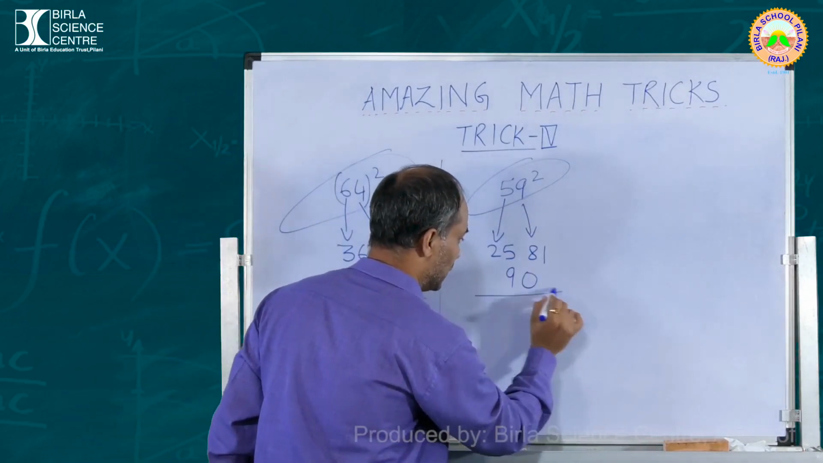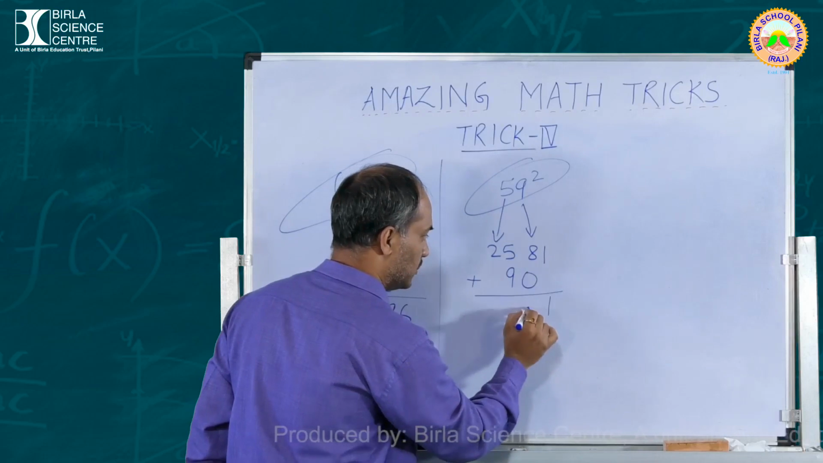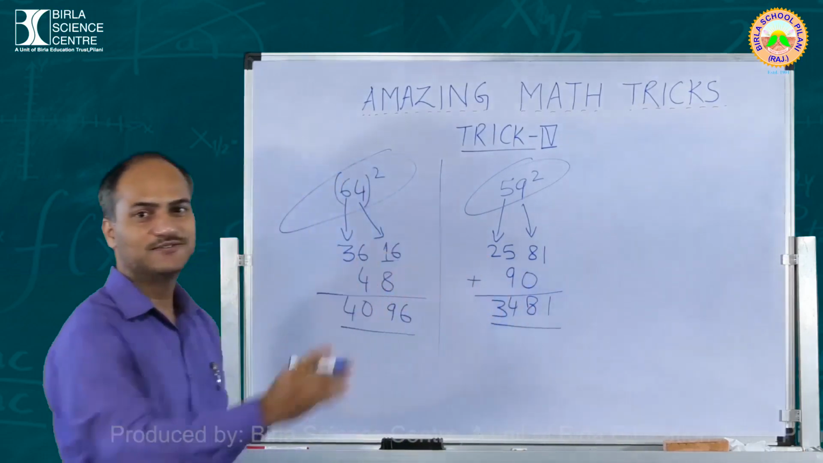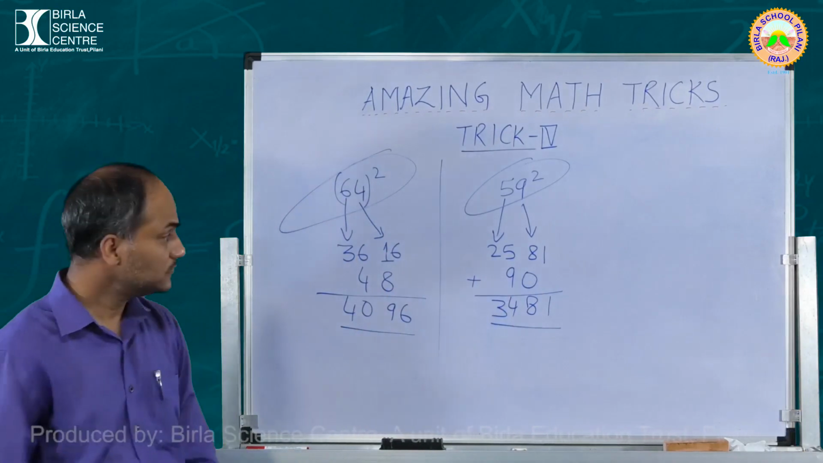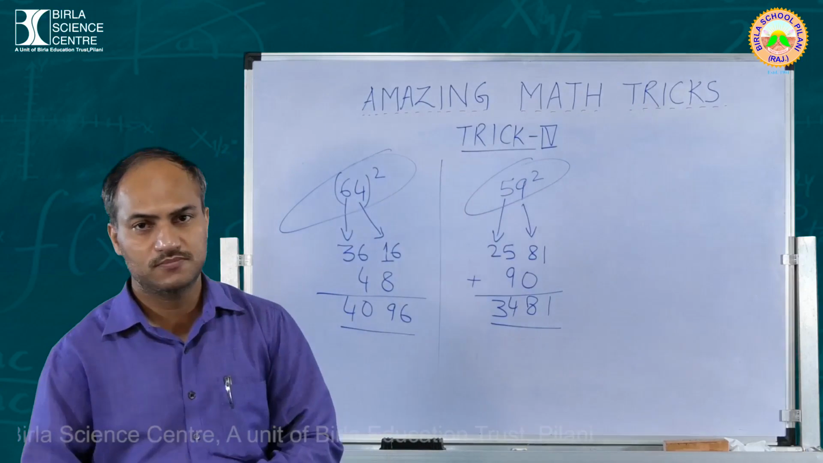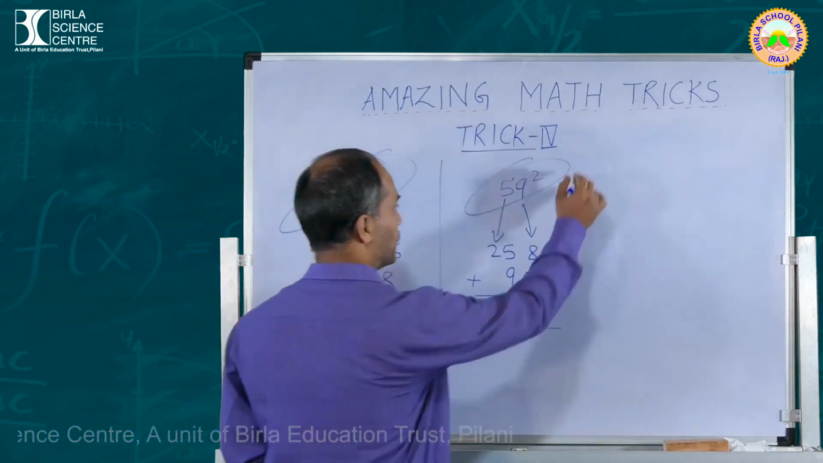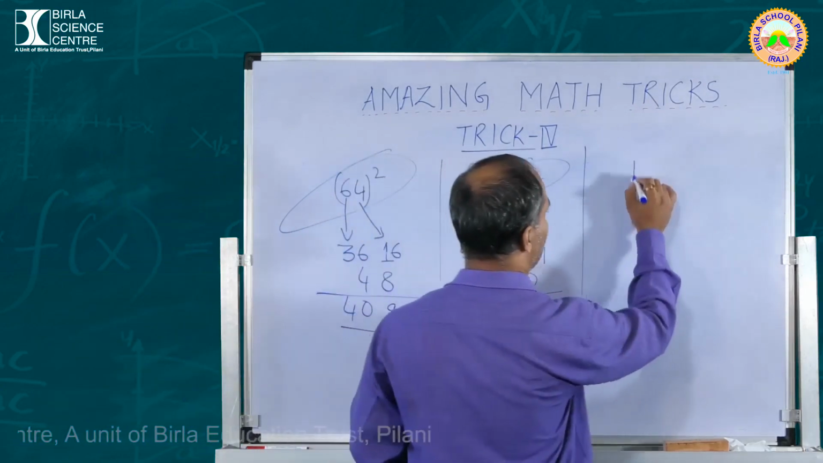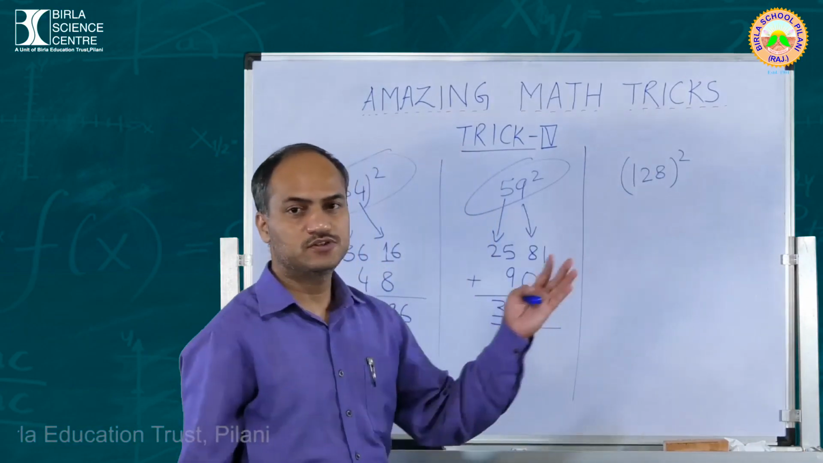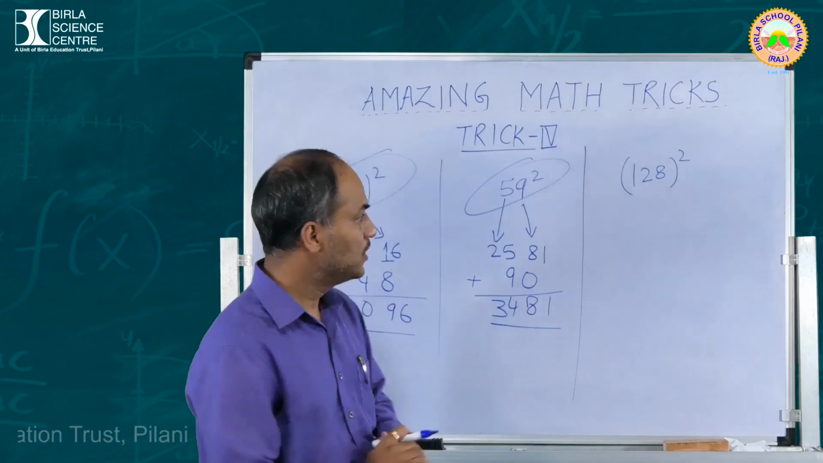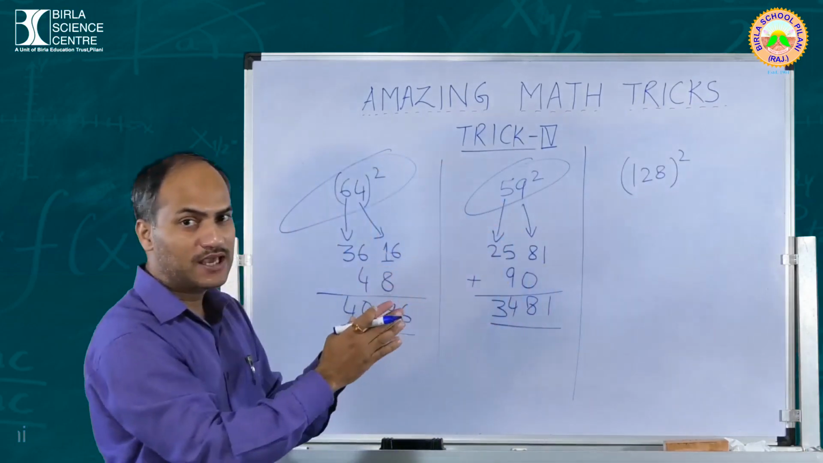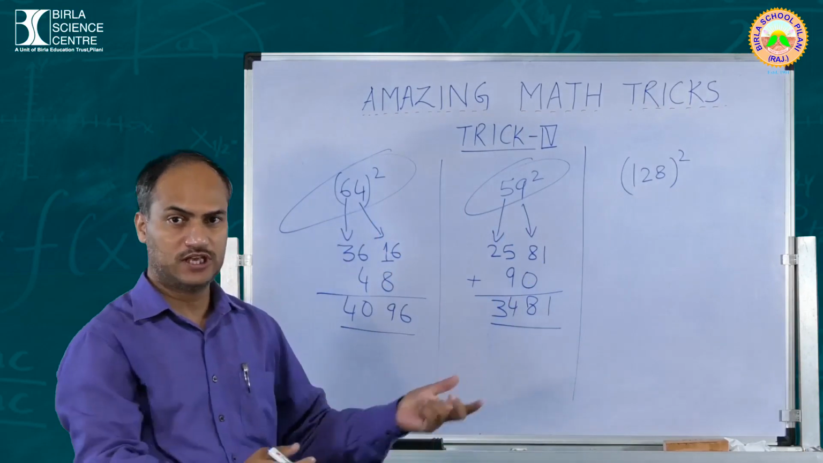So let us write them and quickly add. So 1, 8, 4 and 3. This is the answer. Okay. Now we have seen the square of 2-digit numbers. Let us see the square of 3-digit numbers quickly. Suppose we have a 3-digit number like this, 128. So how can we square it? We have to apply the same procedure for that.